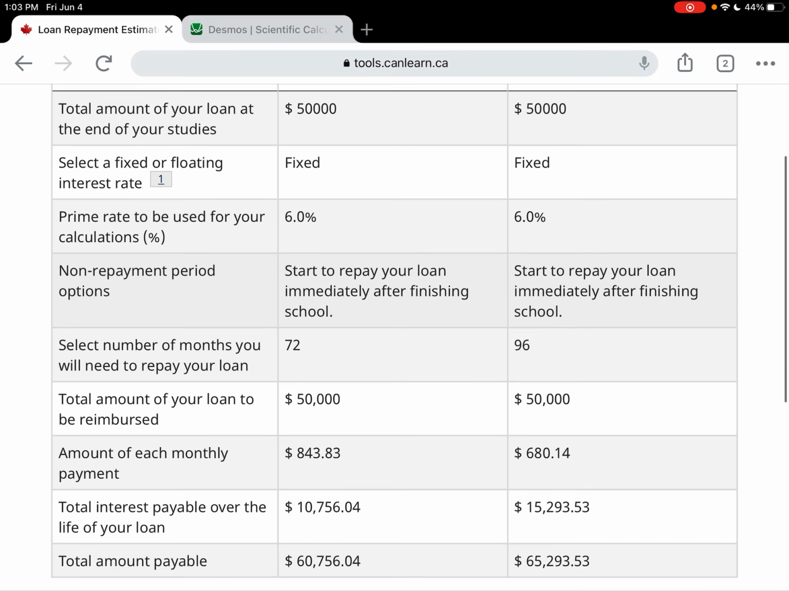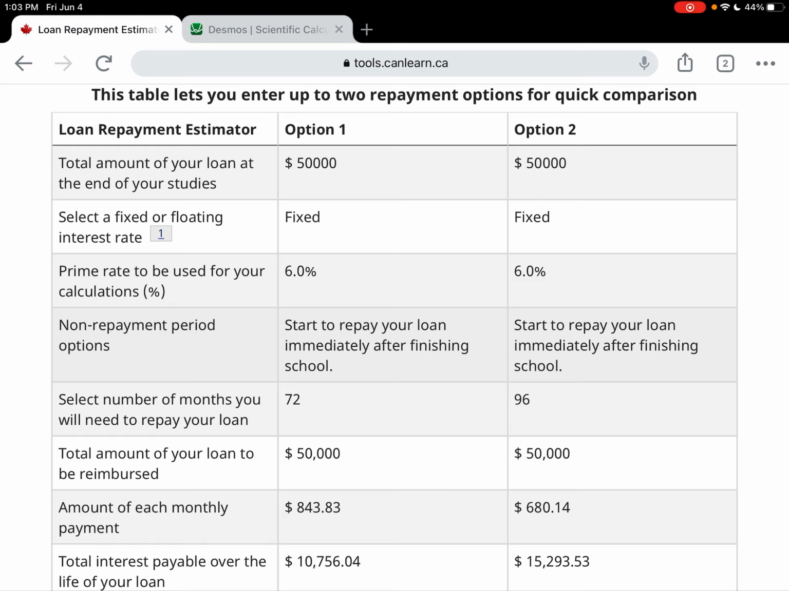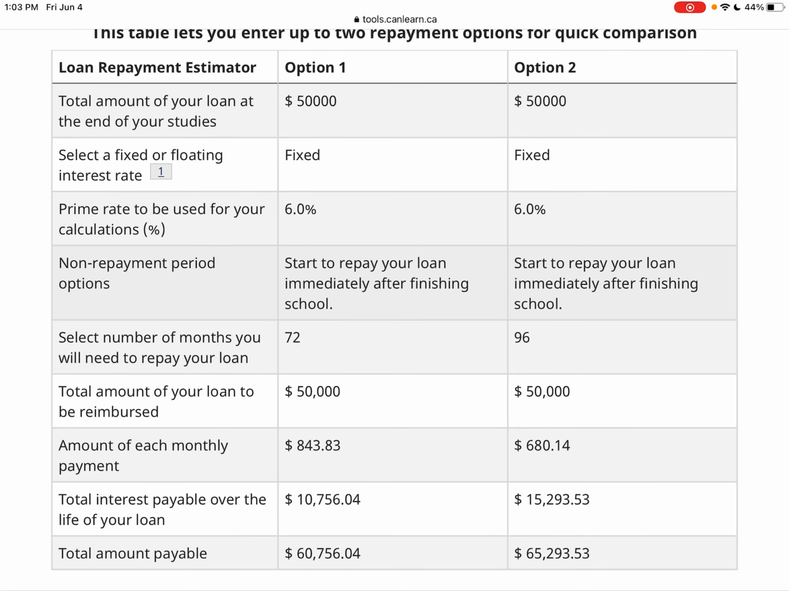So you'll notice here, this is the 6-year option, option 1, and option 2 is the 8-year option. Notice how, even though the percentage is the same for the prime rate, and they're paying it back at the right time, just by changing the number of years you take to pay back your loan, look at how much interest changes. You go from paying $10,000 in interest to $15,000 in interest. So that's a pretty big jump.